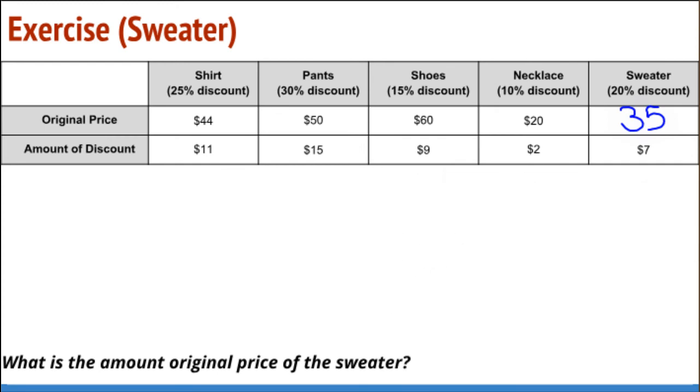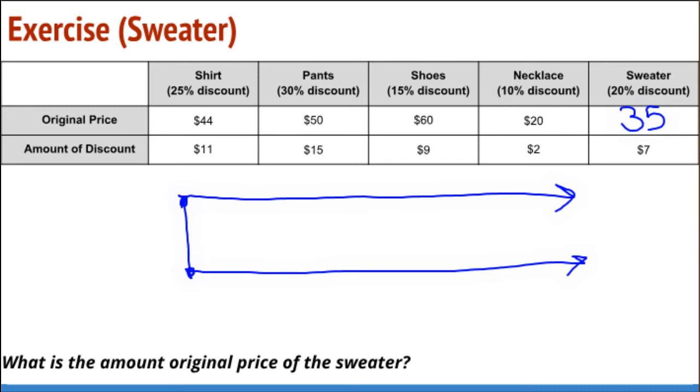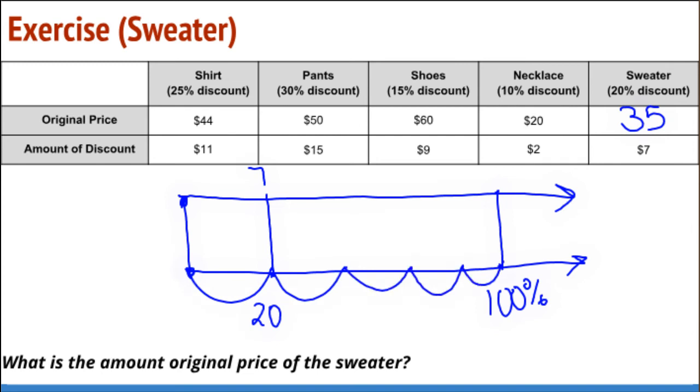Now, could I do this on a double number line? Of course I could. So I know that there's an original price out there that is 100%. I know there is a 20% discount, and I know that that is equal to 7. So I need to count from 0 to 100, and I need to land on the 20, 20, 40, 60, 80, 100. And when I do that, I can see that I'm just going to keep counting by 7s. So I've got 7, 14, 21, 28, and 35.